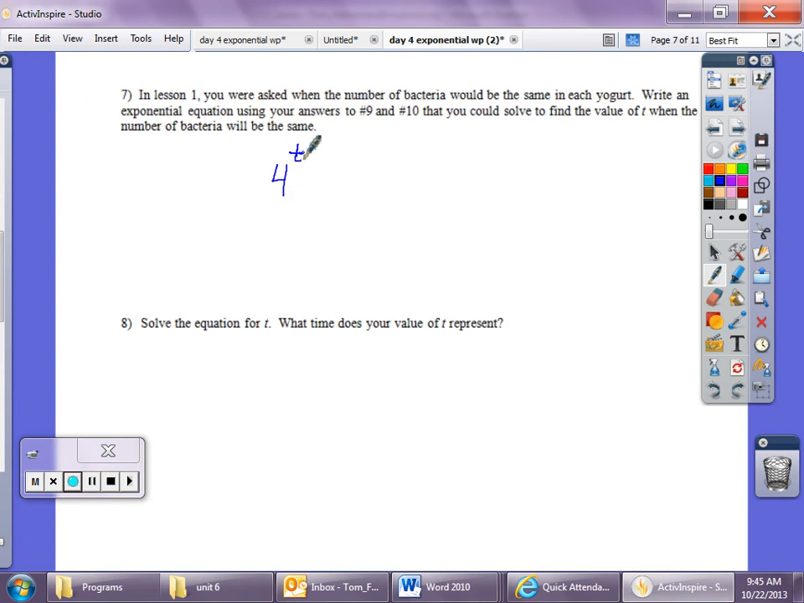So 4 to the t. And then we can also say 8. 8 is always going to be the t, but 8 is always 3 less than it, so it's going to be t minus 3. So the time minus 3. So now we have our two equations here. And when we want them to be equal, or the same, we want to set our two equations equal.